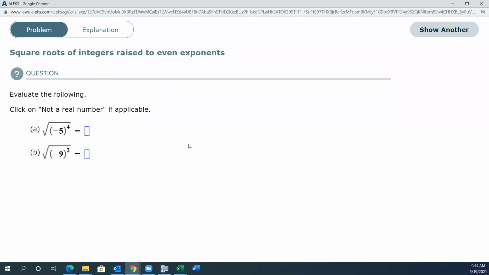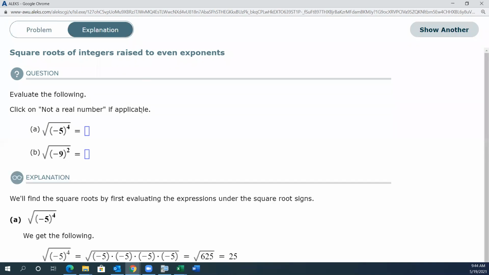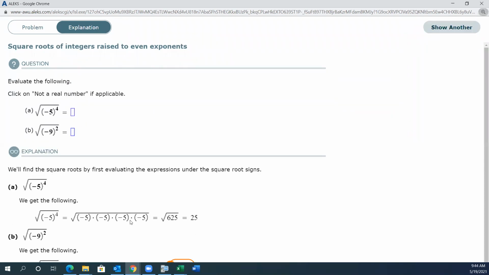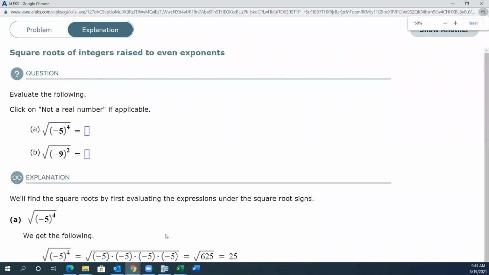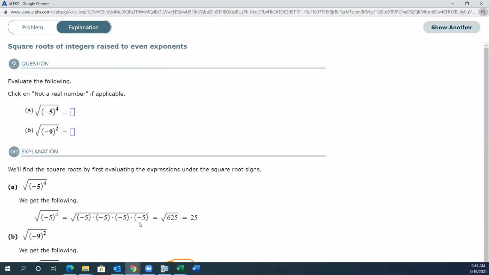Okay, so here's a new topic. Once again, I'm just going to use what Alex has for the explanation. So a couple of different problems here. For the first one, square root of -5 to the 4th, if I write that out as 4 -5s under the square root, then they multiply to +625. The square root of 625 is 25.